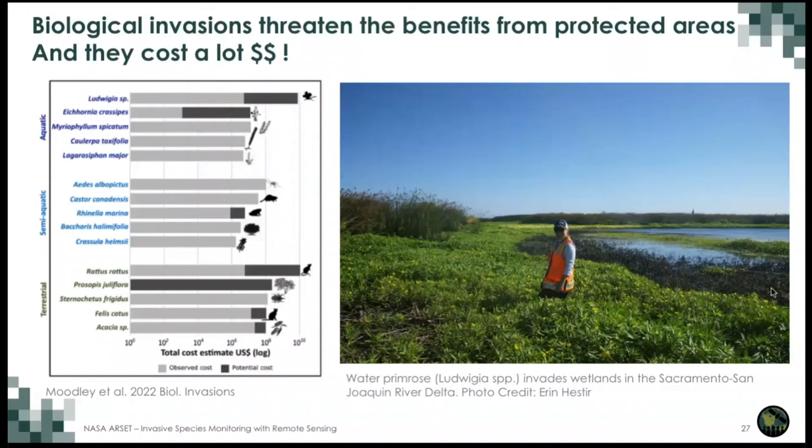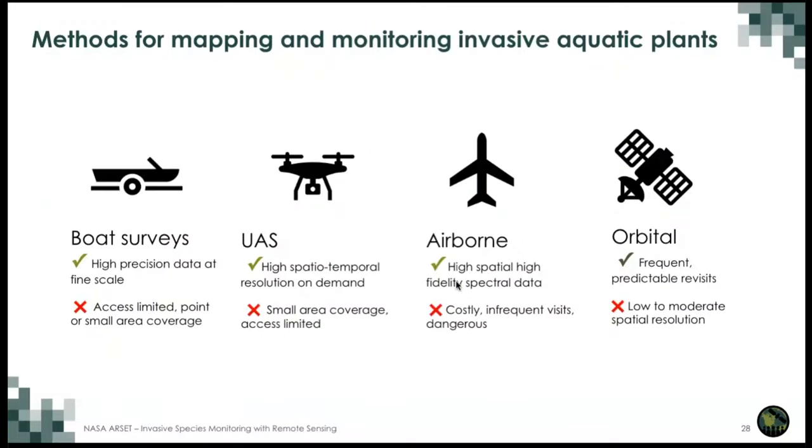So when we think about methods for mapping and monitoring invasive aquatic plants, we have a number of different ways that we can do this. The first thing we can do is we can get in a boat and we can drive around and actually collect very high precision data at very fine scale about the location and the presence of different species in these waterways. However, as we discussed before, one of the primary things that these plants do is impede boat traffic. And so it can be very difficult to access all of the areas that we need to access via boat. And it can be very costly to do this over very large areas, and boats themselves spread invasive species.